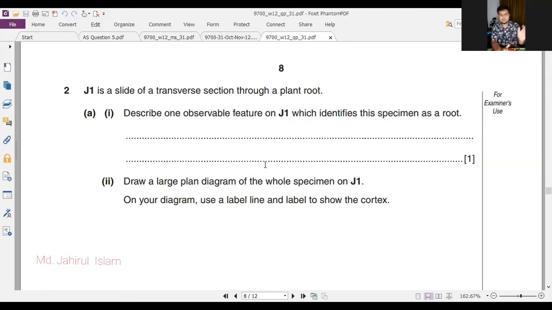As well as, with the microscope, you see with the eyepiece lens there is an eyepiece graticule. So you can use that graticule and measure different layers of tissue and their size, and then you will draw the proportional diagram.